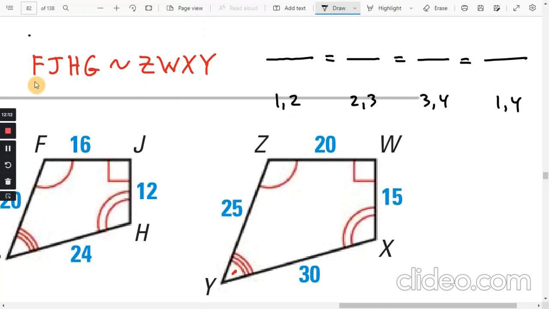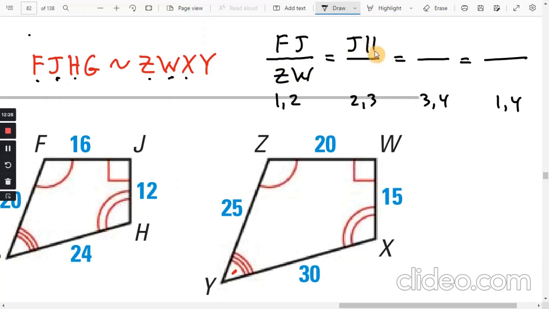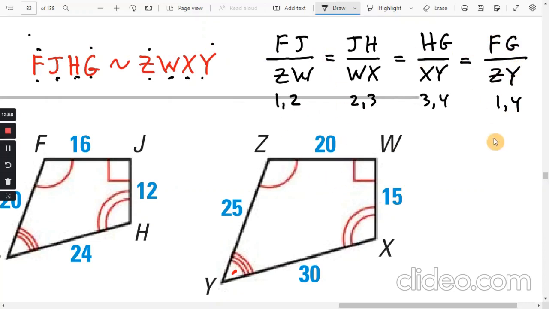All right, first 2 is going to be FJ matches ZW. Okay, FJ matches ZW. Second and third, JH, WX. Third and fourth, HG, XY. And then first and last, FG, ZY. Okay, and now we just have to plug in the numbers and make sure the fractions are equivalent.